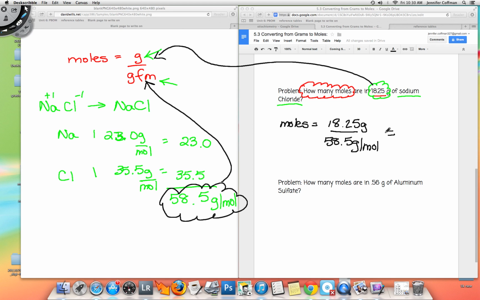And then we're going to put it into our calculator. This number into your calculator first, divided by 58.5, and we're going to get 0.3 moles. Okay, and all my students know that I love my little clouds. There's my answer, 0.3 moles. Okay, now let's do one more, and this one is a little bit more challenging.